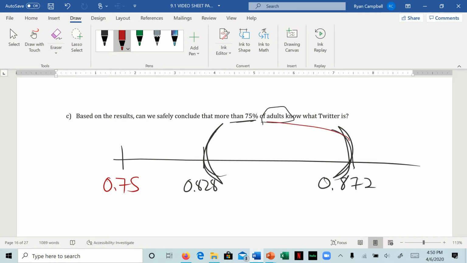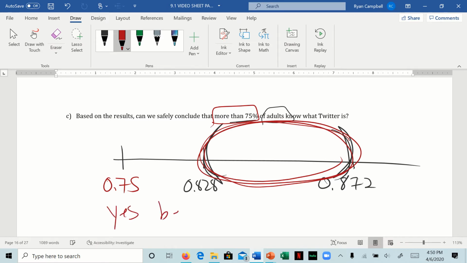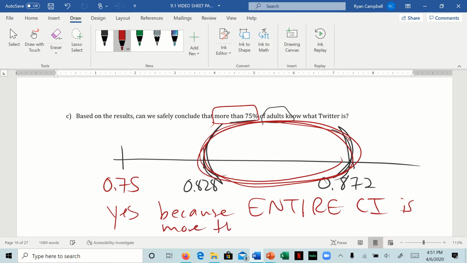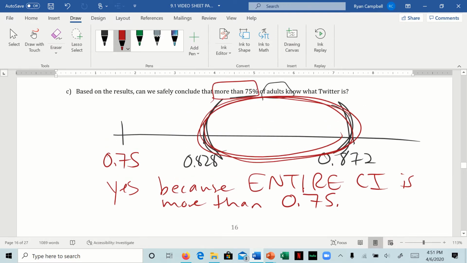Is it true that all the numbers in our confidence interval are more than 75%? Yeah. So we can just say yes, because the entire confidence interval is more than 0.75. Good.